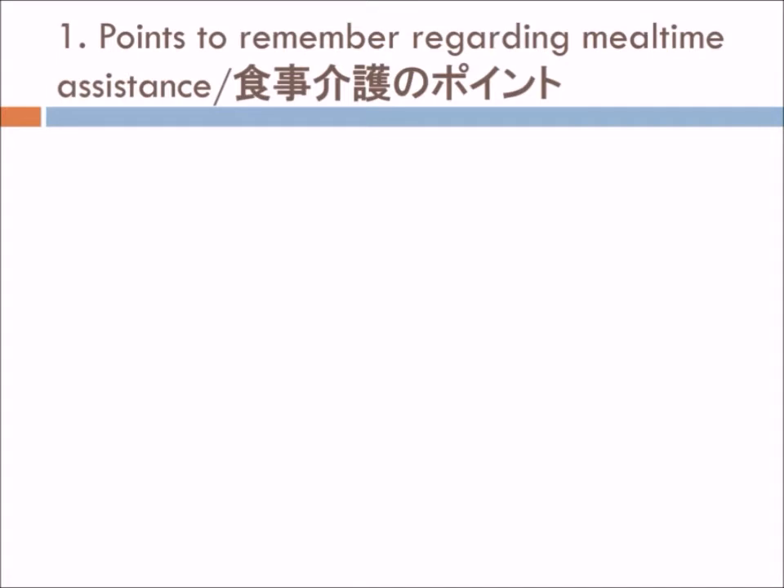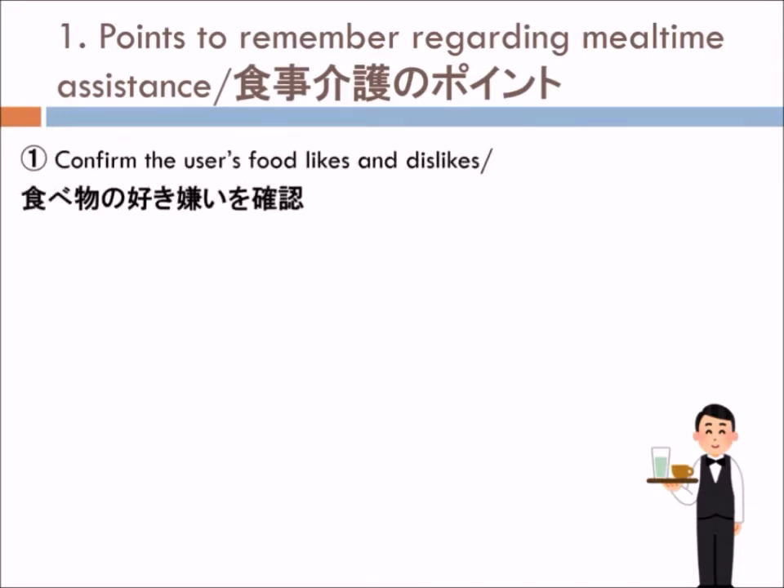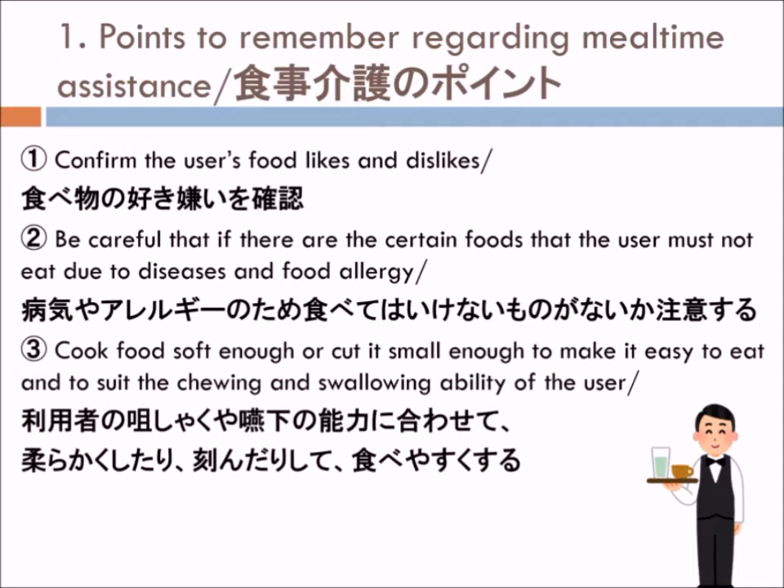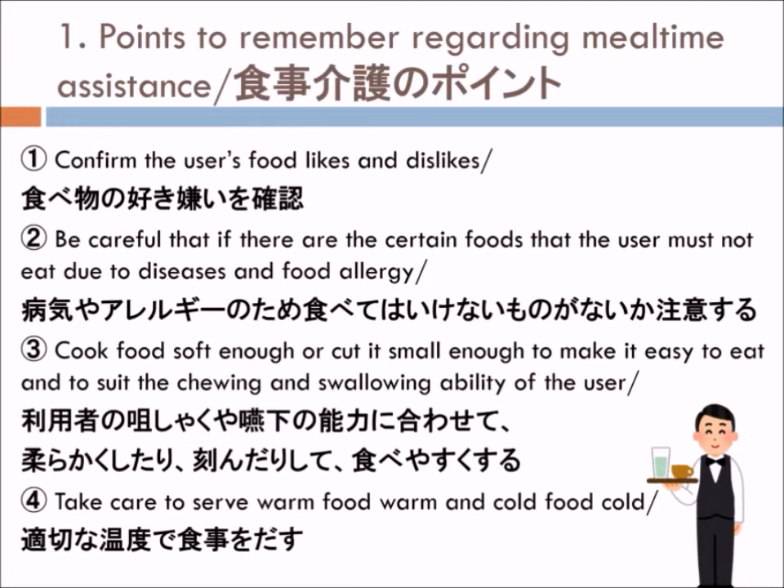1. Points to remember regarding mealtime assistance. There are 4 points. 1. Confirm the user's food likes and dislikes. 2. Be careful if there are certain foods that the user must not eat due to disease and food allergy. 3. Cook food soft enough or cut it small enough to make it easy to eat and to suit the chewing and swallowing ability of the user. 4. Take care to serve warm food warm and cold food cold.